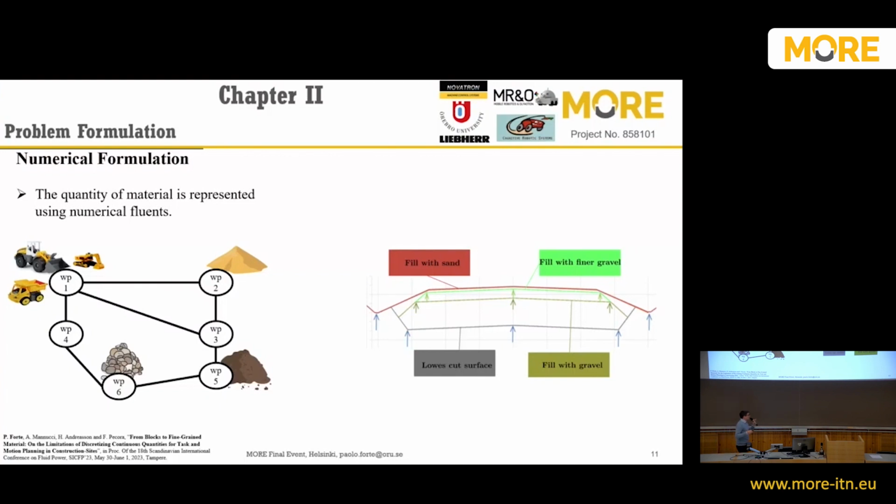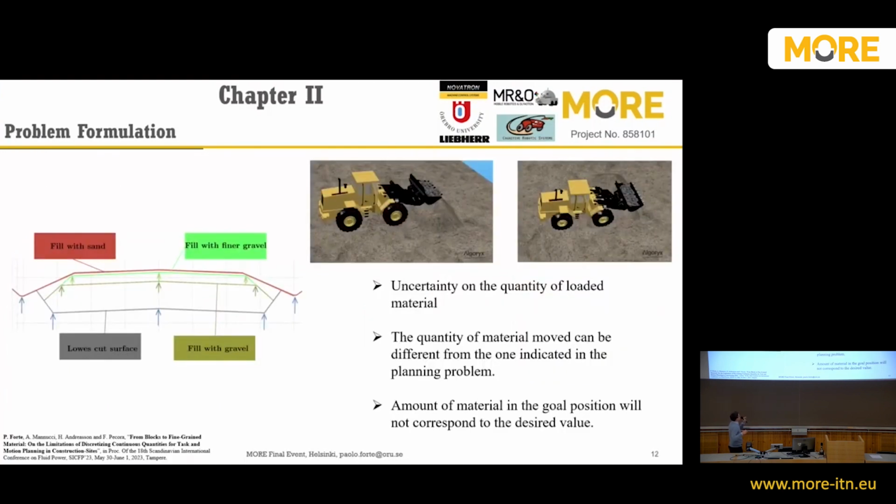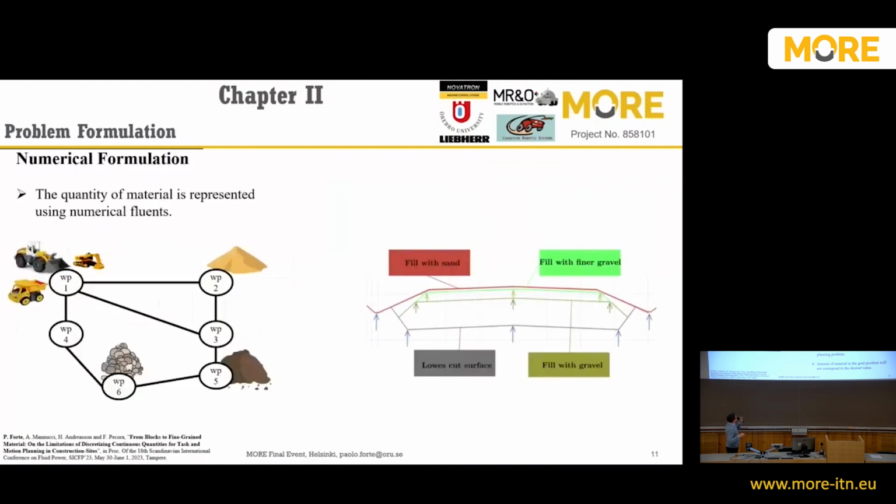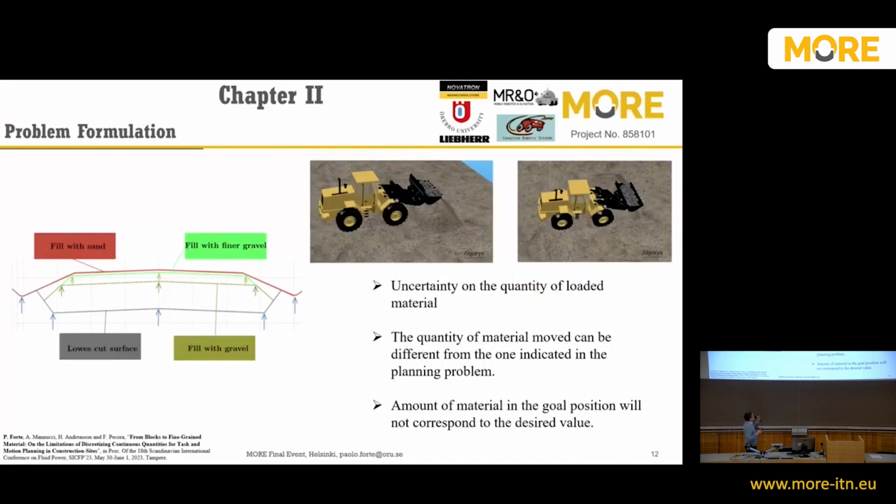The problem that we investigate here is that whenever you load the material, you never know how much material you have loaded. In the planning problem, whenever you use this numerical fluent, you use the capacity of the material, and it is supposed that the load equals that capacity, but in reality this is not true. This leads to problems because you don't move the exact quantity of material that you want, and then you get a road that is not really a road. After that, we started investigating how we can solve this problem.